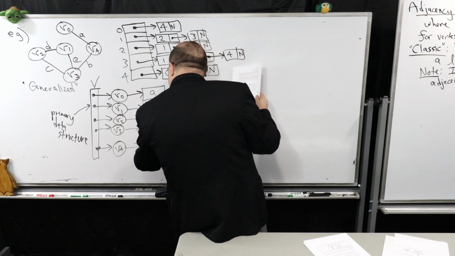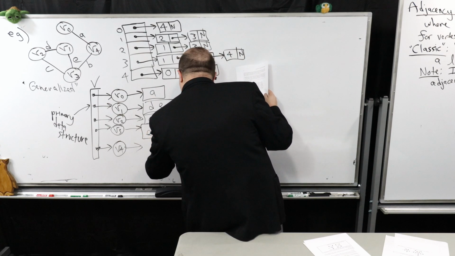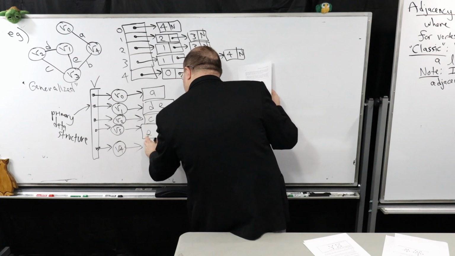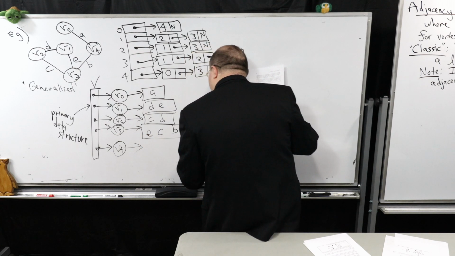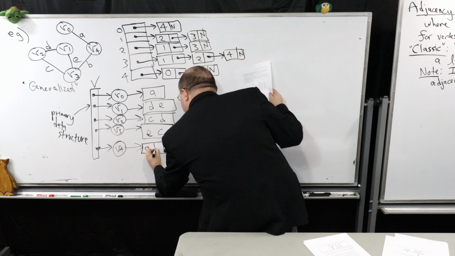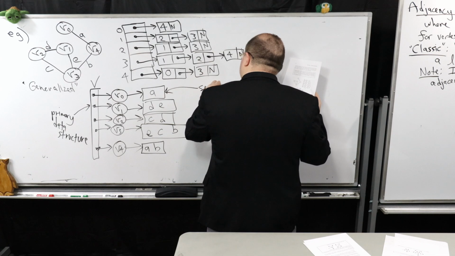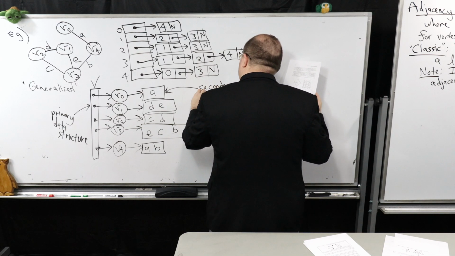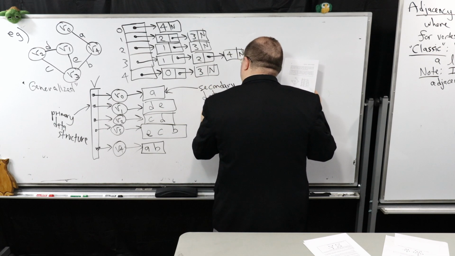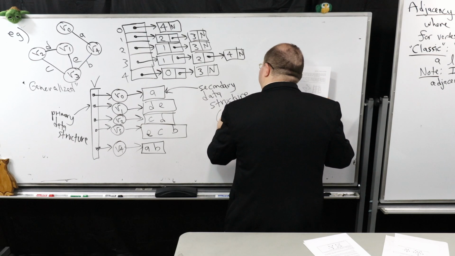DE, CD, E, C, B. Let me fix that E here. It's a little sad there. ECB. And we have AB. So each of these is a secondary data structure, so some collection.